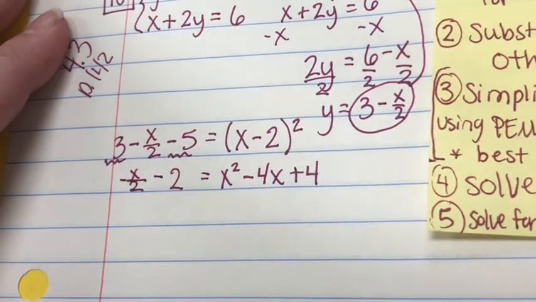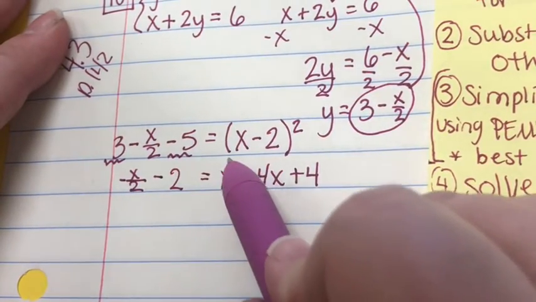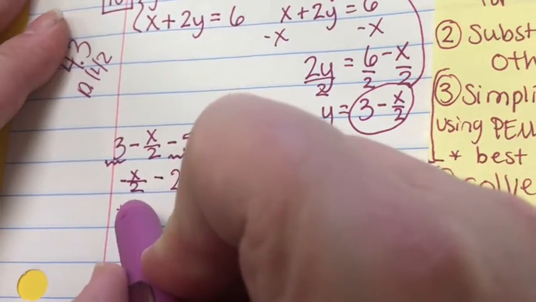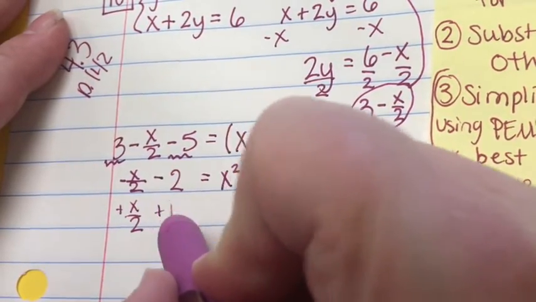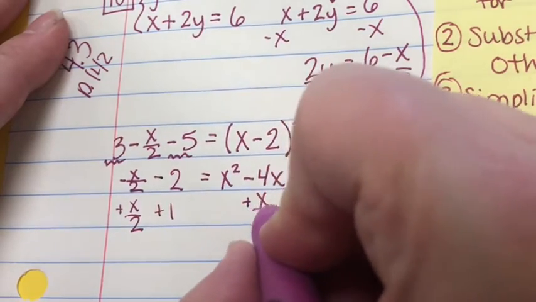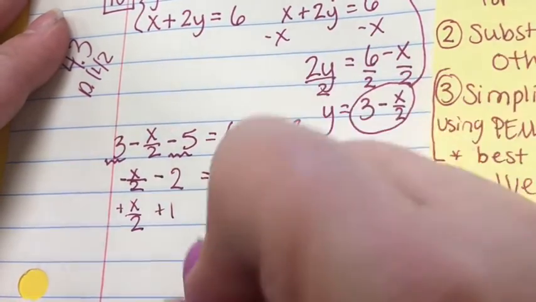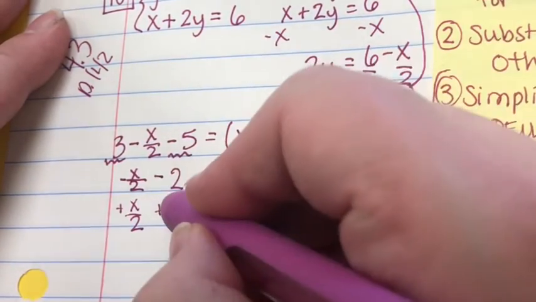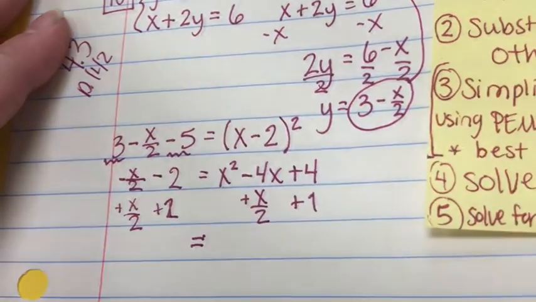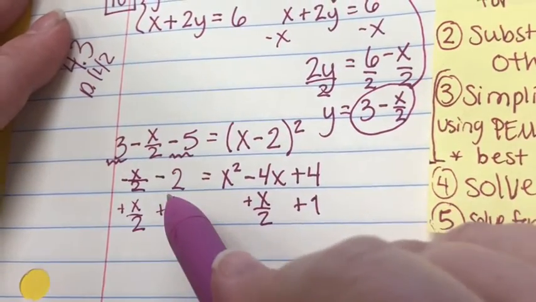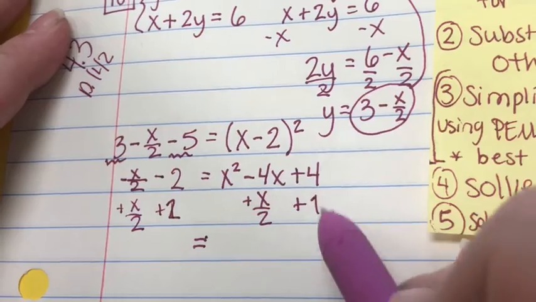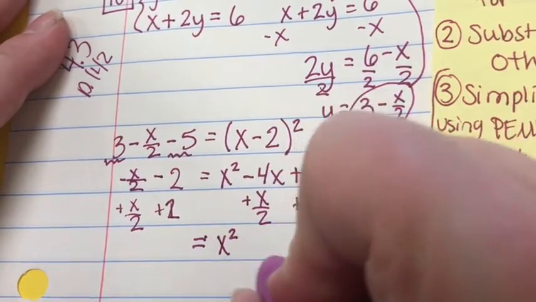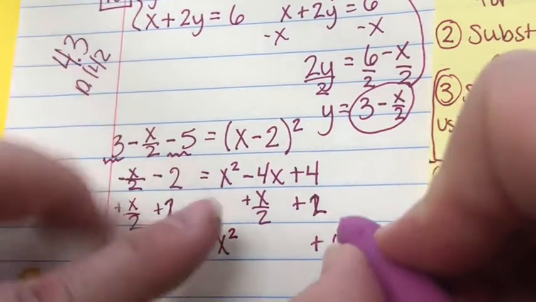So like that. I can see I already have the positive x squared, so I'm going to need to move this over there. It was negative x divided by 2, so I'm going to add x divided by 2 and add 1. Add x divided by 2 and add 1. So I would have, not 1, 2. Wow. So plus 2 and plus 2. So we'd have x squared. I'm going to skip that for a minute, and then plus 6.